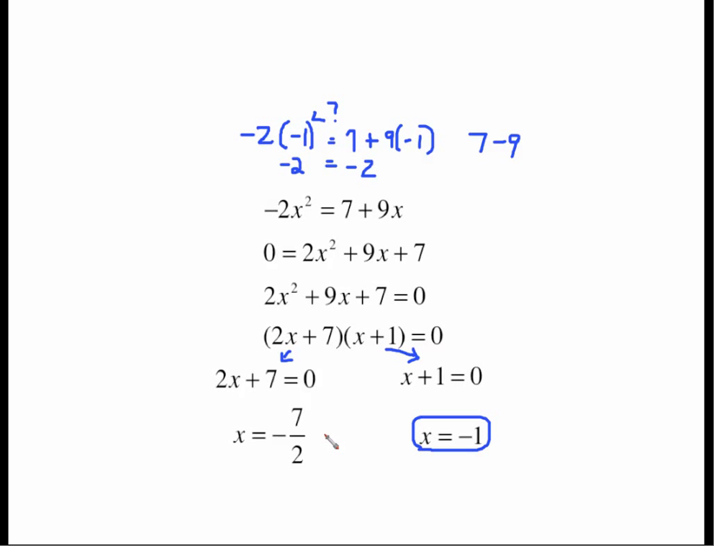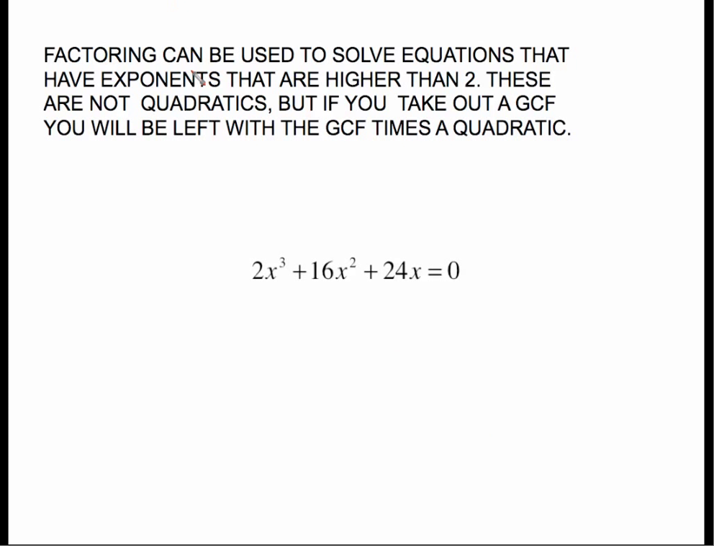Same thing will happen if you check with the -7/2. You should always be in the habit of checking these equations because it's better for you to find the mistake than for your instructor. Now, if you look at this equation here, this begins with x cubed. It's not considered a quadratic equation because the degree of the polynomial is 3, but we can still use factoring to solve this equation. This just means we're going to have to take out a GCF before we end up with a quadratic. The GCF for these three terms is 2x.